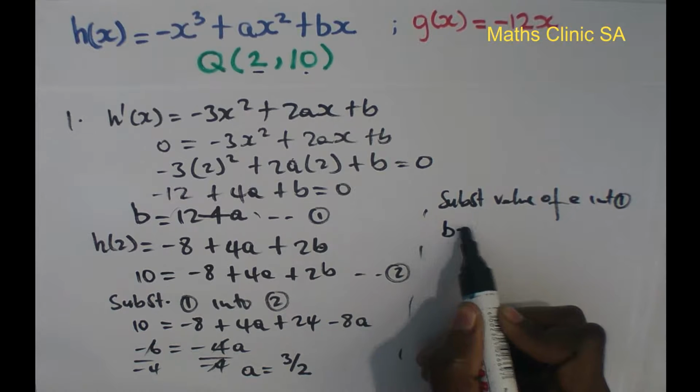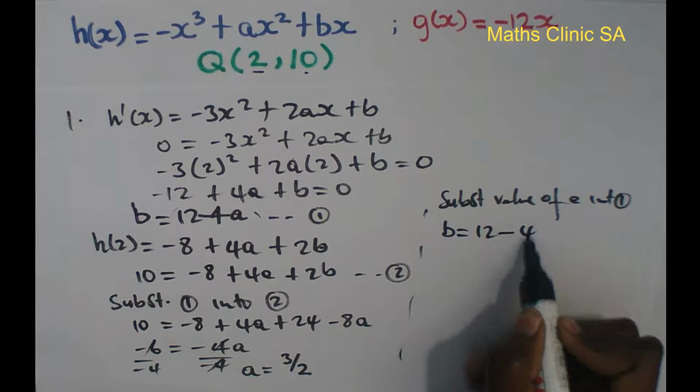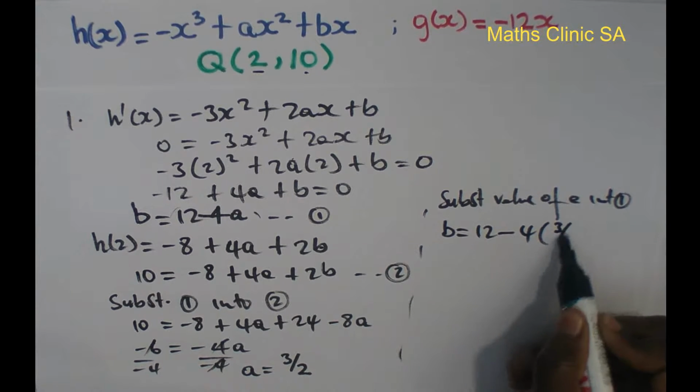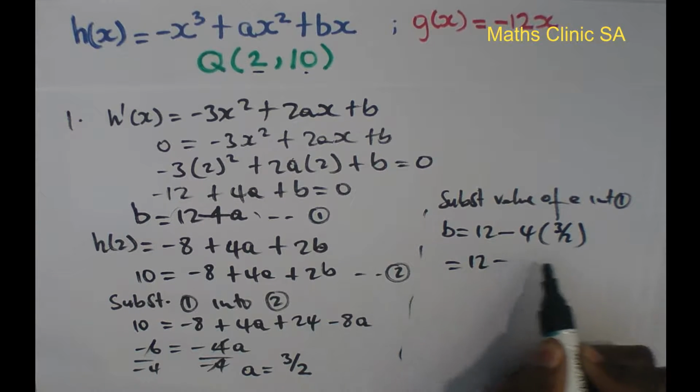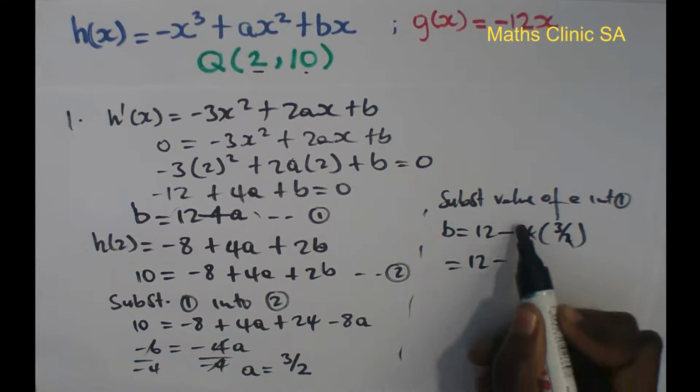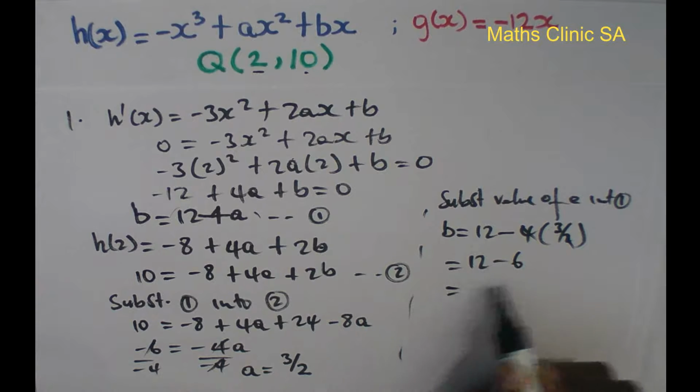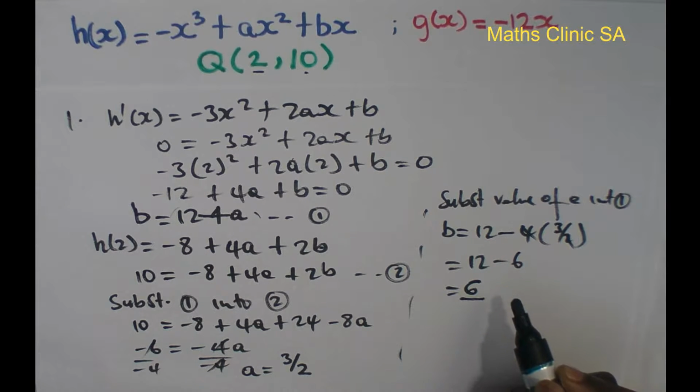Then b equals 12 minus 4 times a, and a is 3 over 2. This equals 12 minus 4 times 3 over 2, which is 6. 12 minus 6 is 6, and so we have proved that a is 3 over 2 and b is 6.